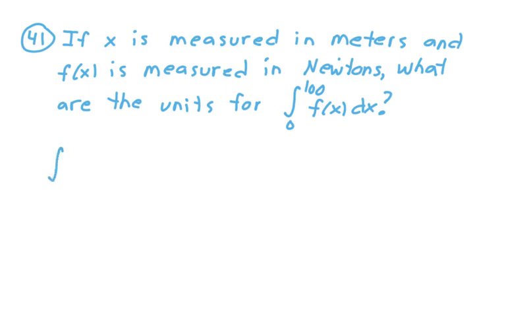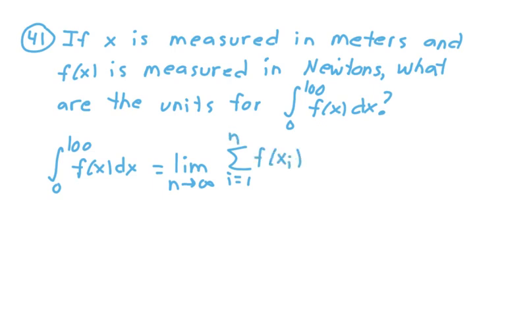So if I take the integral from 0 to 100 of f of x dx, this is the limit as n goes to infinity of the summation from i equals 1 to n of f of x sub i delta x. The units for f of x sub i are newtons. The units for delta x are meters.